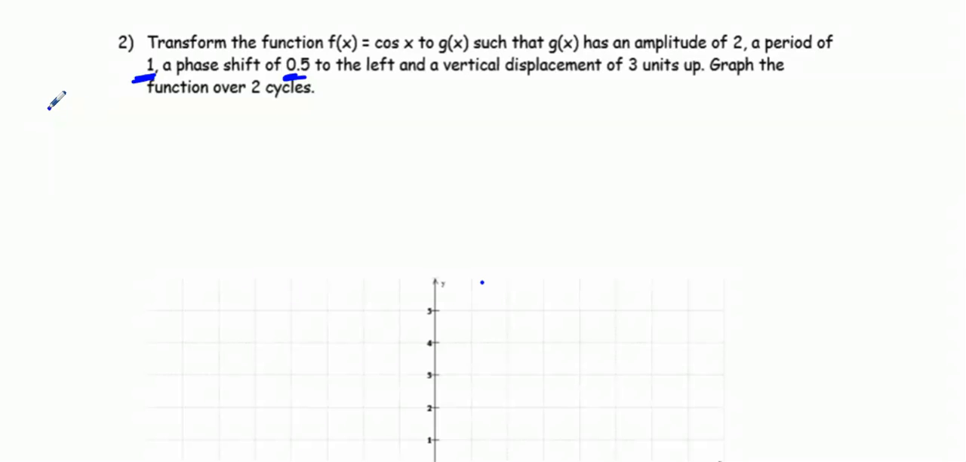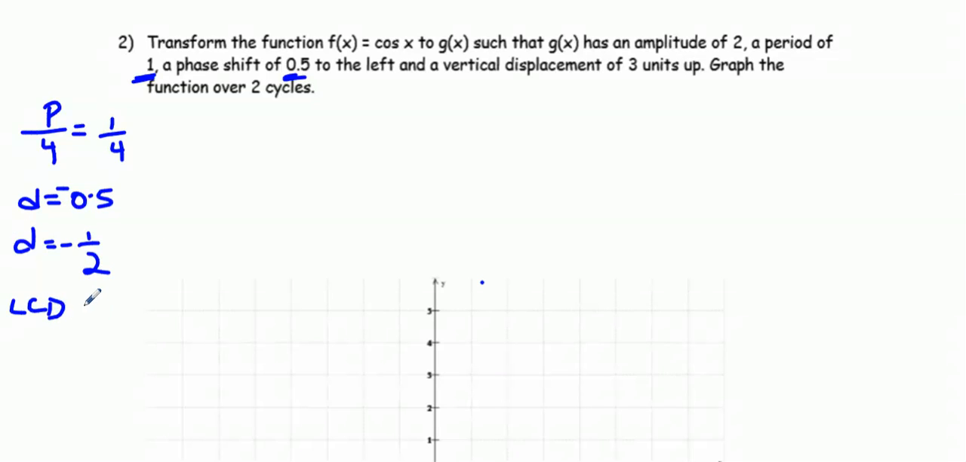Okay, so let's do this. As per usual, what we want to do is identify our period, and our period here is 1. So our quarter period is 1 over 4. We also want to look at our phase shift, which in this case is 0.5 to the left, so I'll put the negative in there. And then I will change that to a fraction. So that's negative 1/2. So my lowest common denominator of the quarter period and the phase shift is, I'm looking at the lowest common denominator of 4 and 2. And of course the lowest common denominator of 4 and 2 is 4.